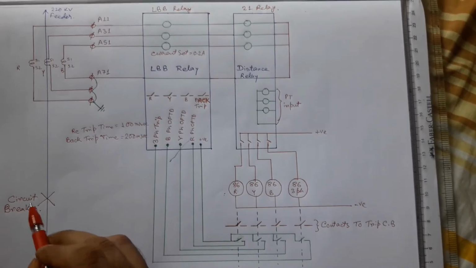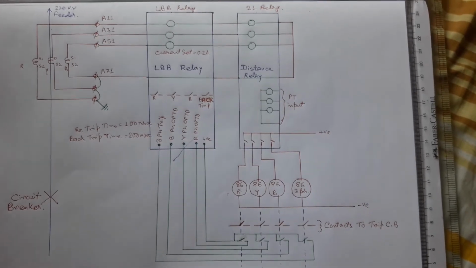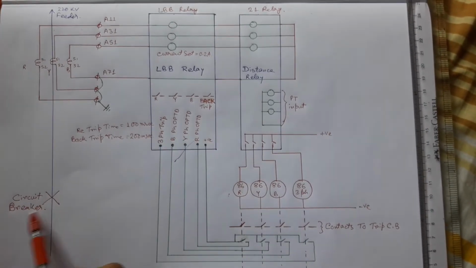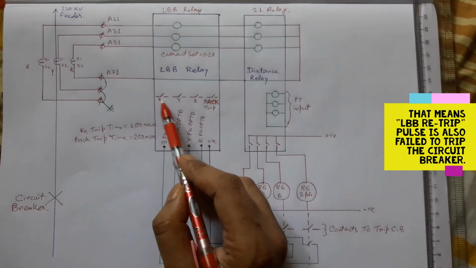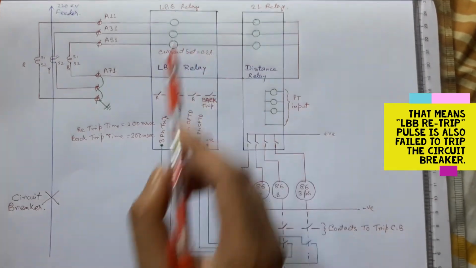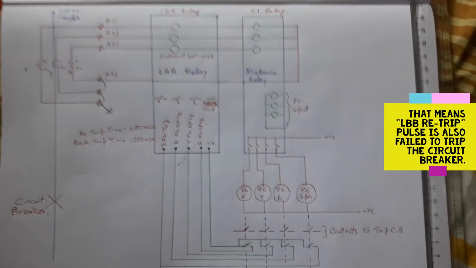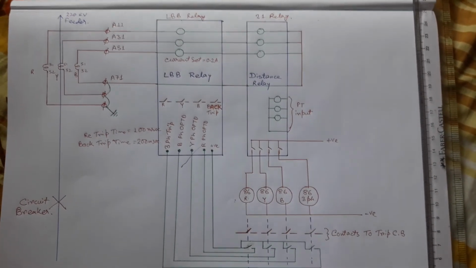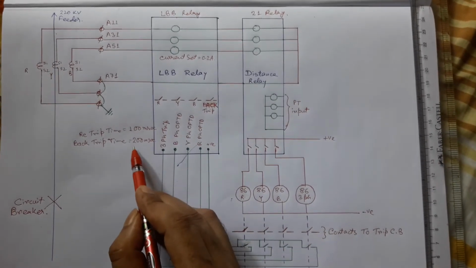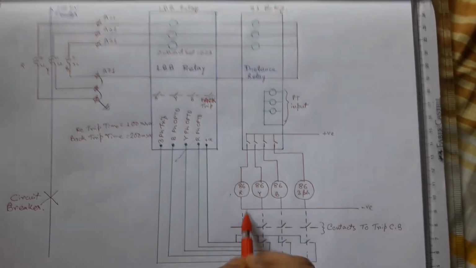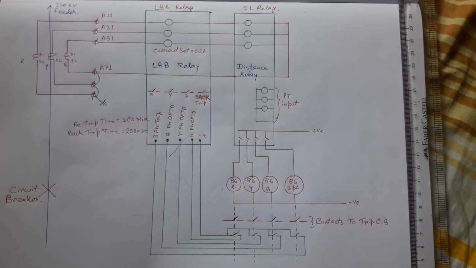Now suppose the red phase trip coil of this circuit breaker is faulty or there is some mechanical trouble in the red pole of the circuit breaker. Then in spite of the red trip pulse issued from the LBB relay, this circuit breaker pole will again fail to clear the fault. Then after another 100 millisecond delay, or a delay of 200 milliseconds from operation of the 86 relay, one LBB back trip pulse will issue.